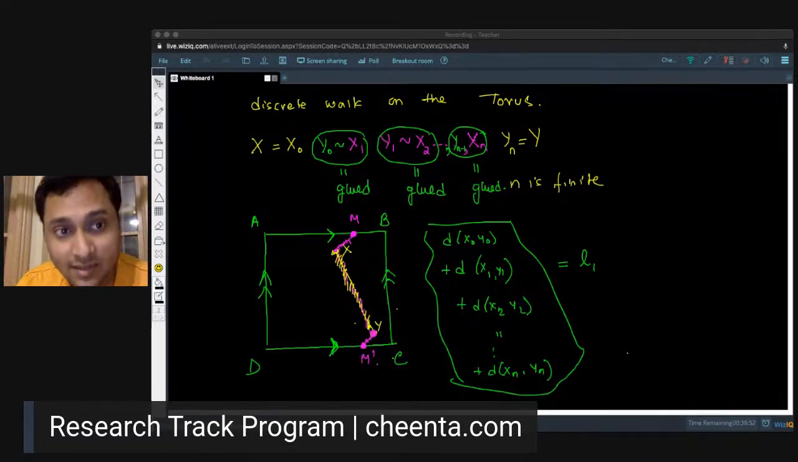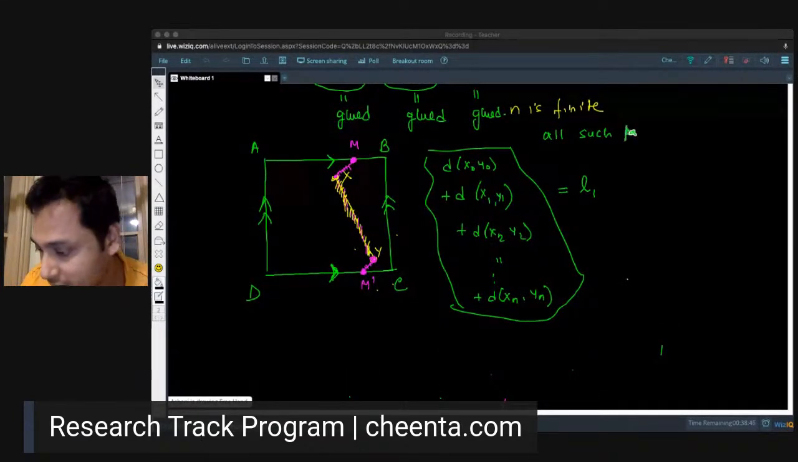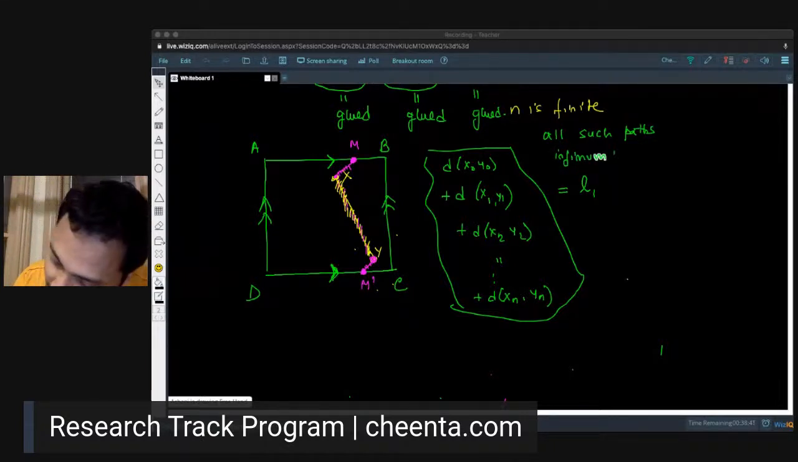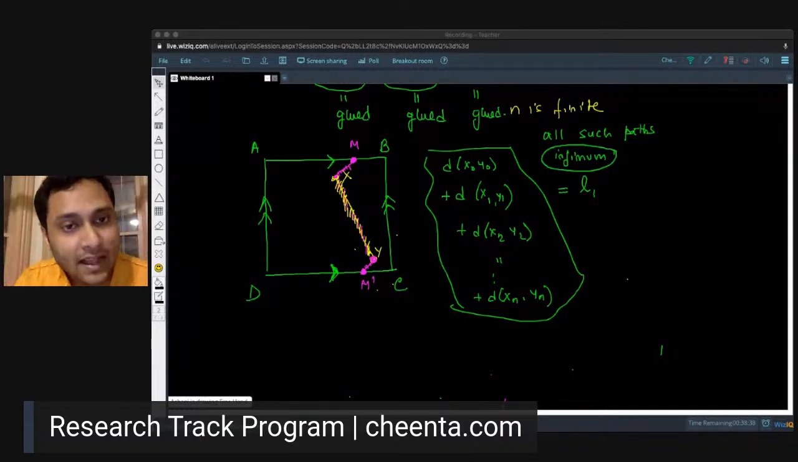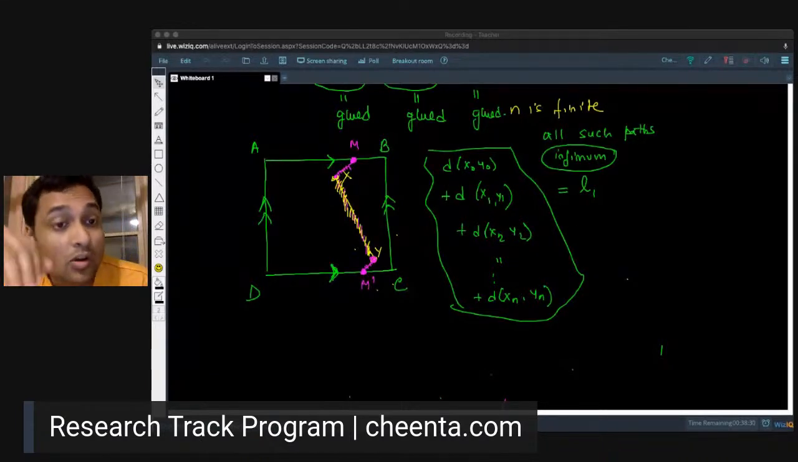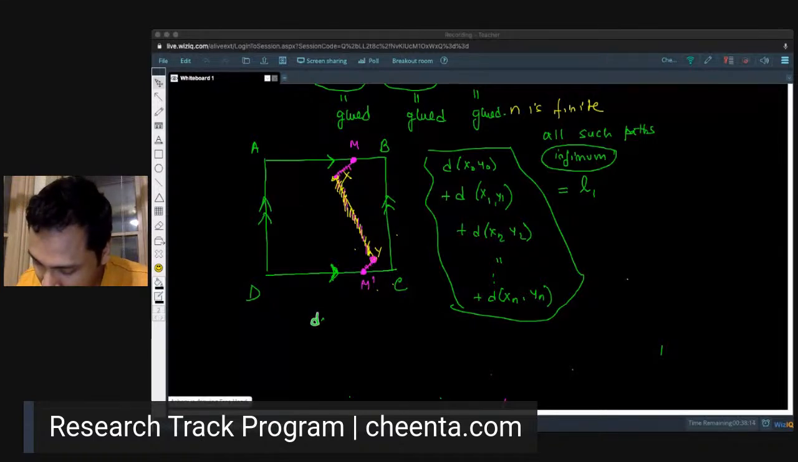So what you do is you take all possible such discrete walks, all such paths, and you take the infimum of all those paths. Infimum is like the minimum. It's not quite the minimum, it's the smallest value, smaller than which you cannot get those numbers. So you take the infimum, and that becomes the distance between x and y.